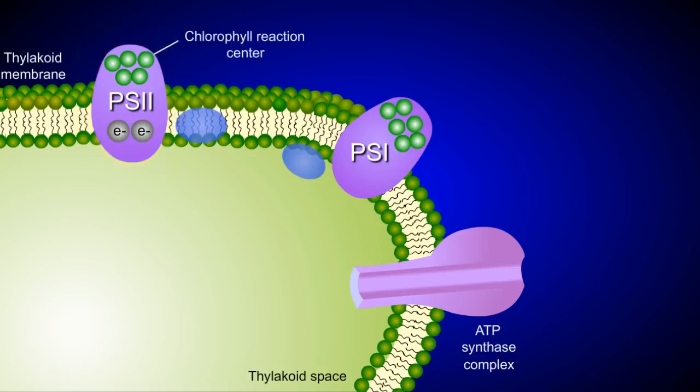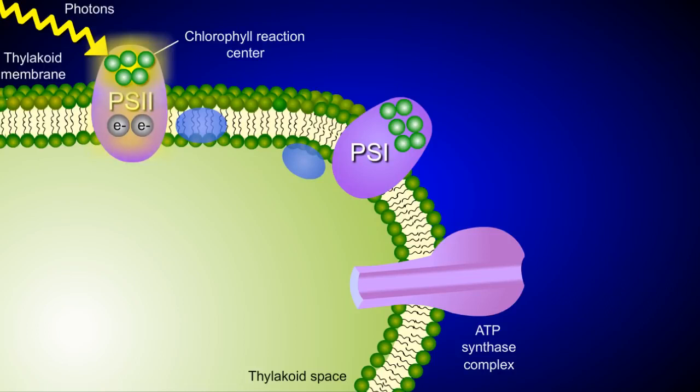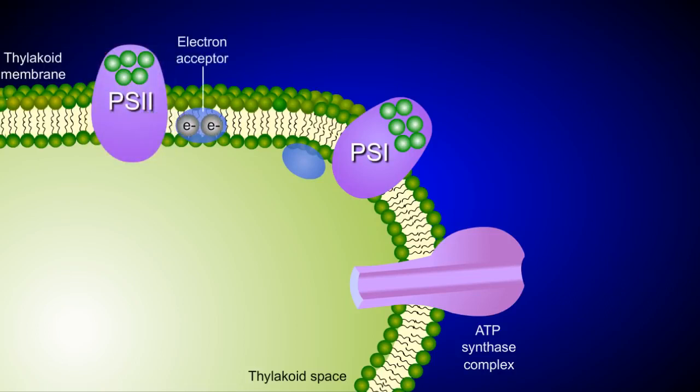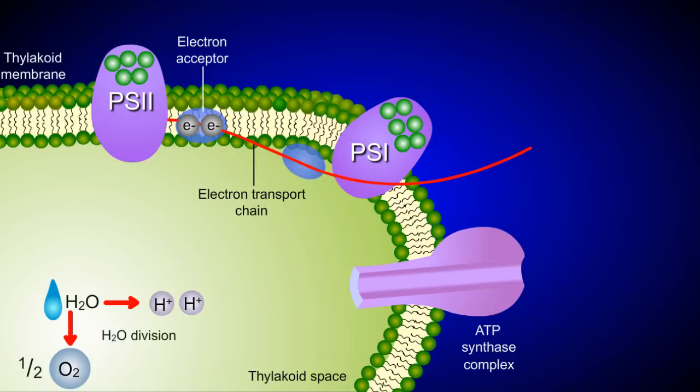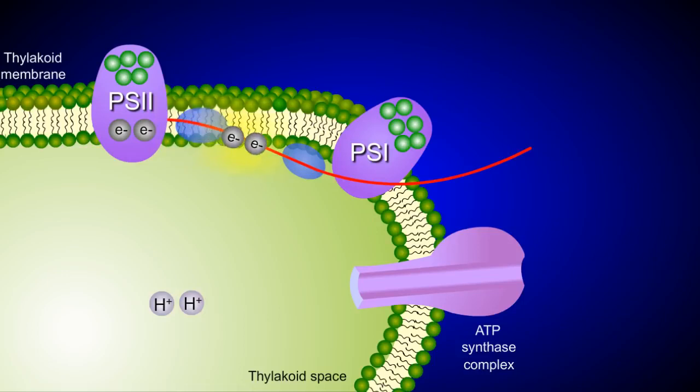The first thing that happens is that photosystem 2 receives photons, or light energy. This light energy is transferred to a chlorophyll reaction center, causing electrons in the reaction center to become energized. These electrons become so energized that they escape photosystem 2 and move to a nearby electron acceptor molecule located in the electron transport chain. Meanwhile, to replace the electrons leaving photosystem 2, water is split, releasing oxygen, 2 hydrogen ions, and 2 electrons.